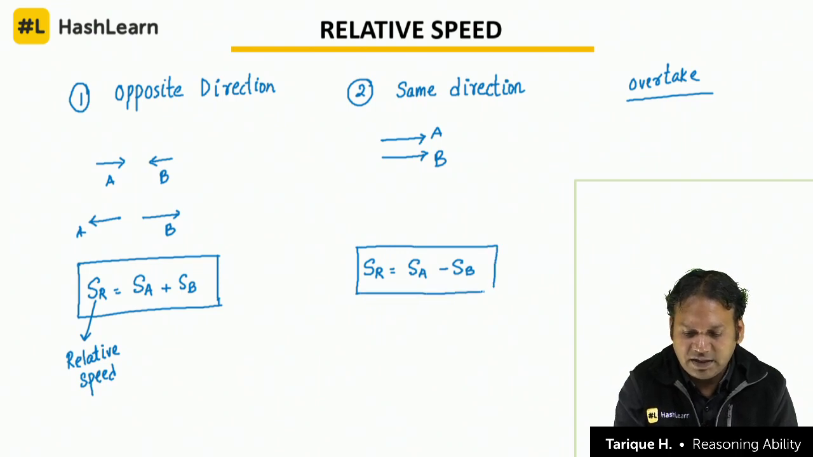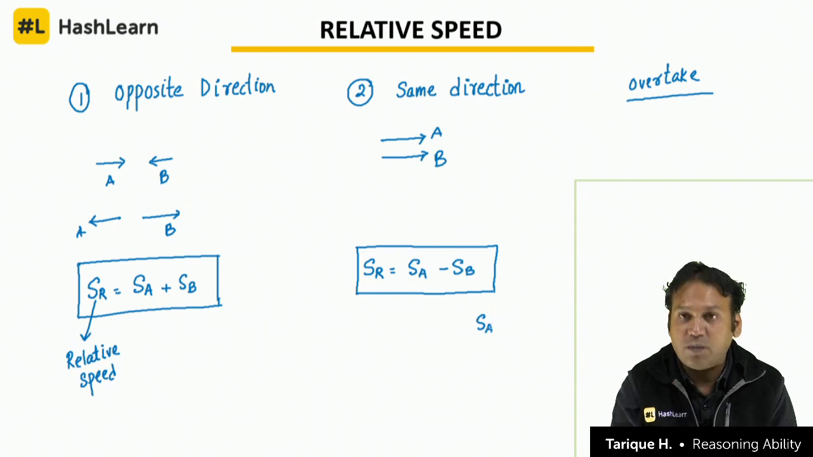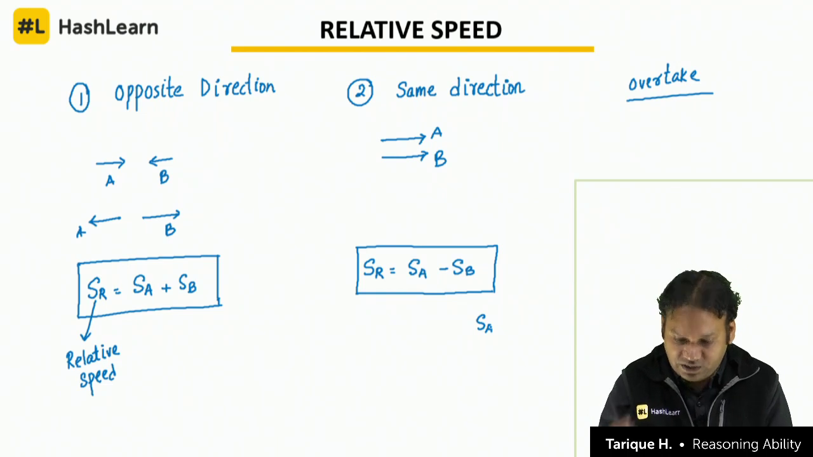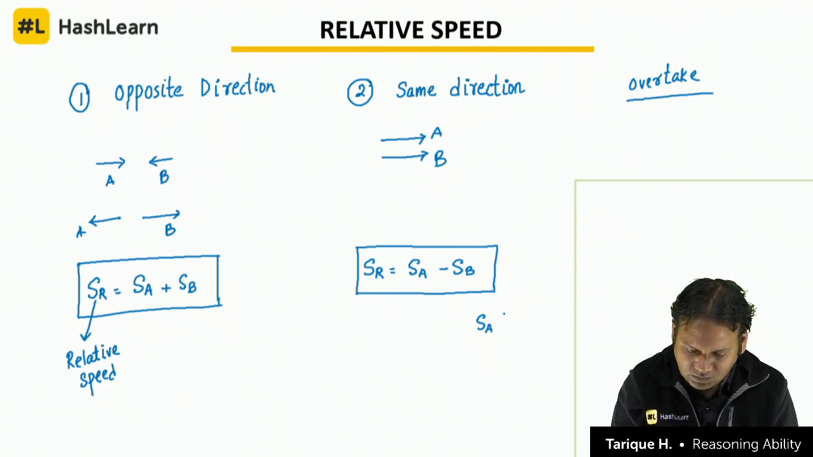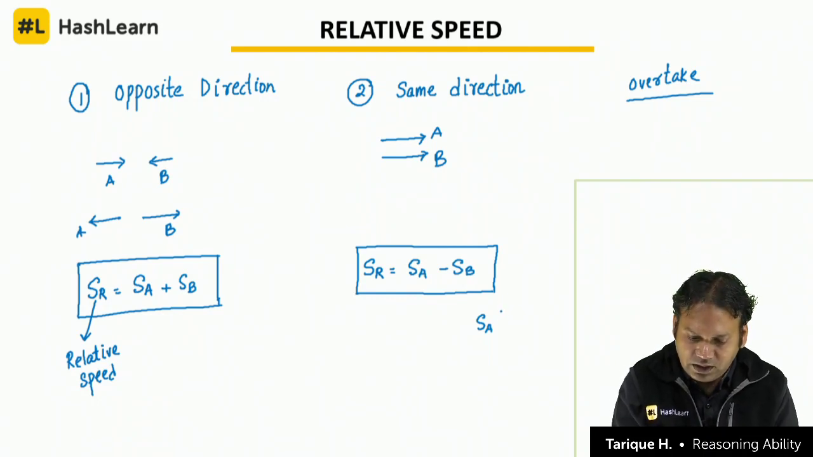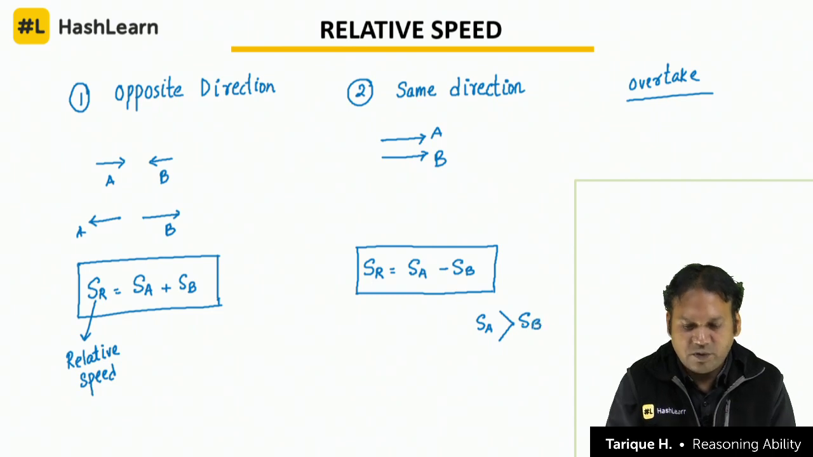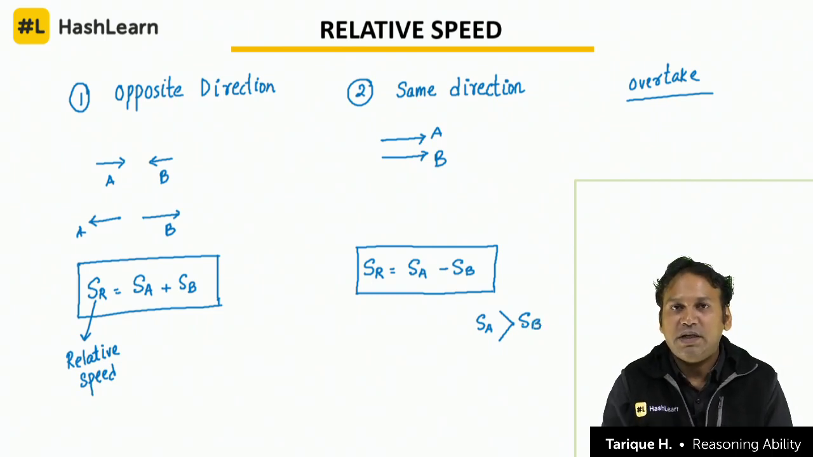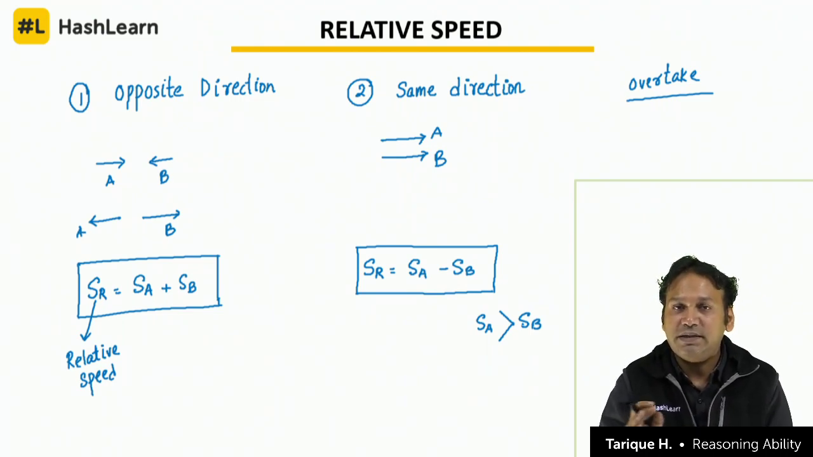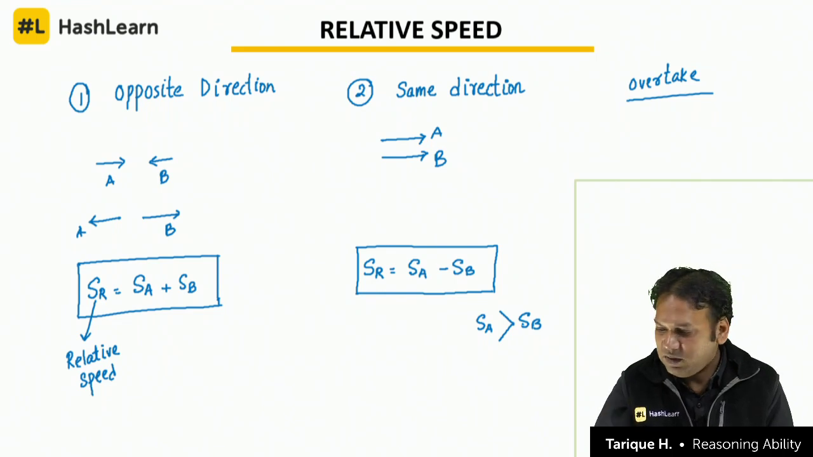Now when I say SA minus SB, I am assuming here that SA is the faster object, because when one car is overtaking the other car, or one object is overtaking the other object, one of them has to be faster than the other, right. So SA is the faster object and SB is the slower object. So these are two scenarios. One is when they are moving in the opposite direction, and the other is when they are moving in the same direction. Okay, very simple.